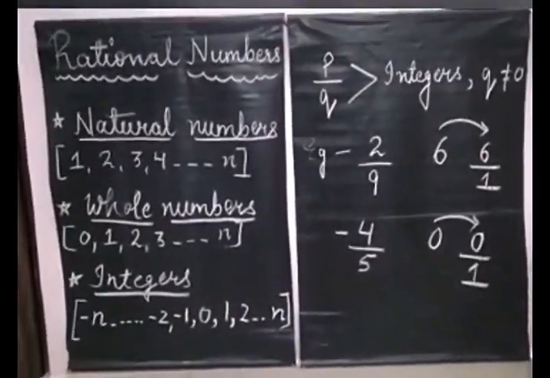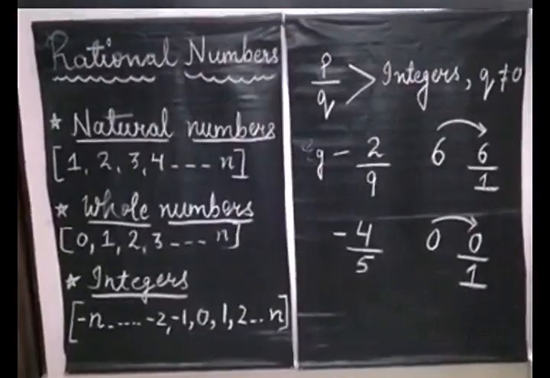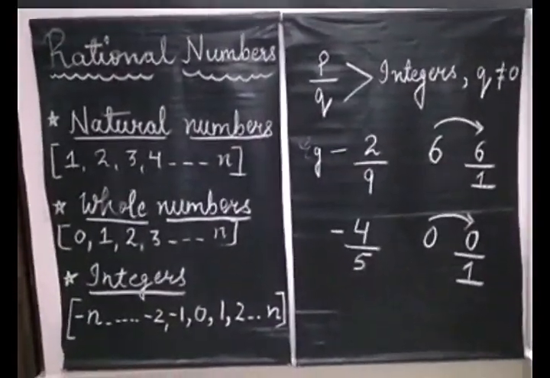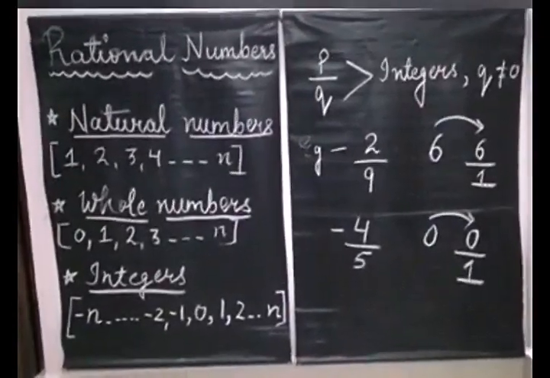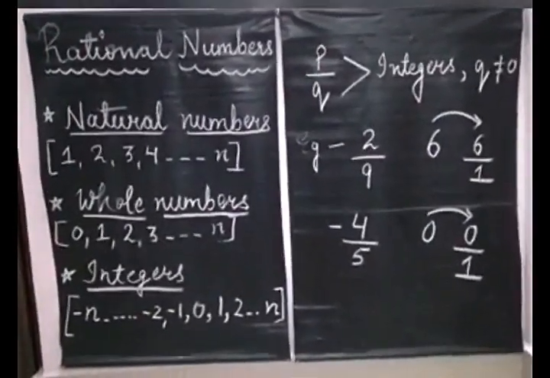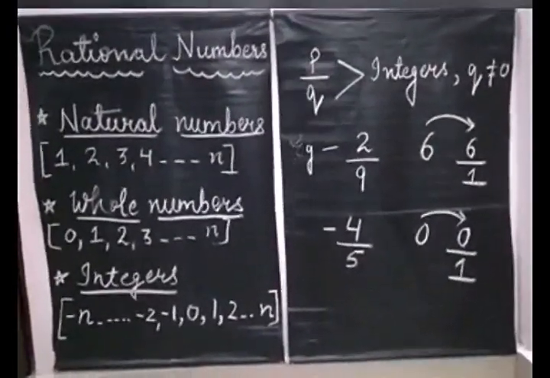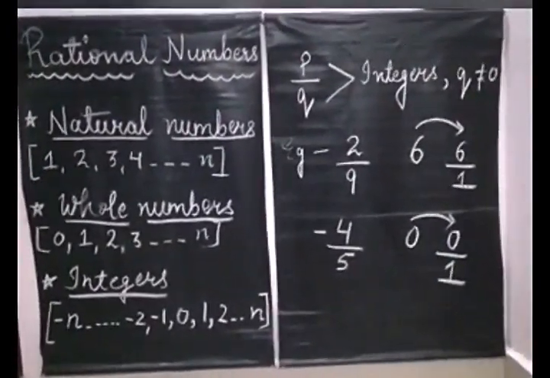The very first example is 2 upon 9. 2 upon 9 is in the form of a fraction and it is in the form of p by q. Here p is 2 and q is 9. Both are integers and q is not equal to 0. That's why it is a rational number.